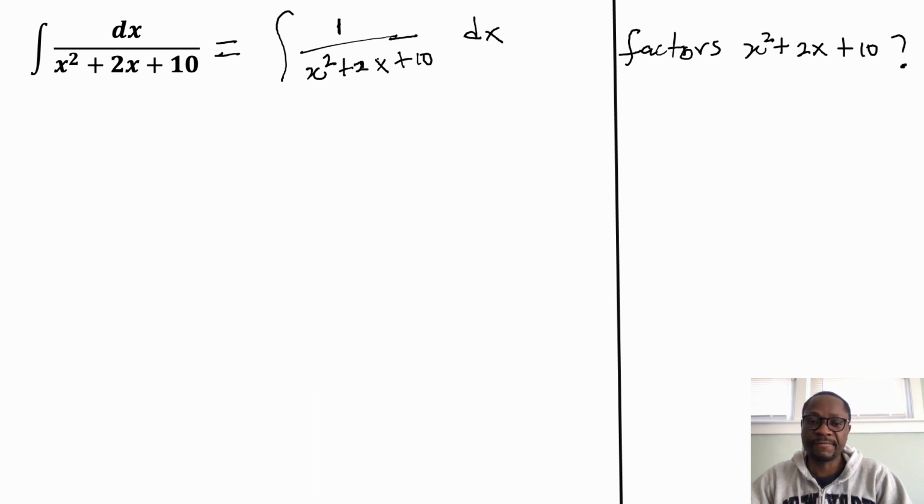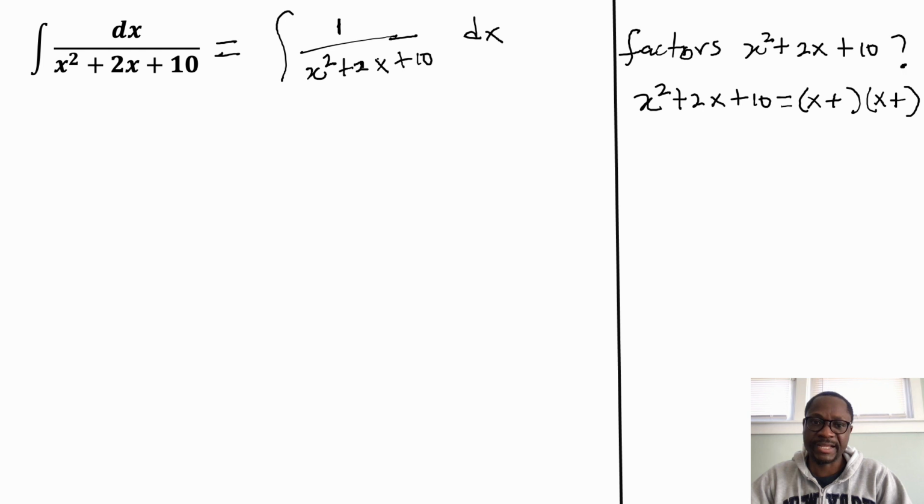How do you check for factors? Let me just explain what I mean. We need to find or break x squared plus 2x plus 10 into this form: x plus some number multiplied by x plus another number. So the question is, is this possible? Is it possible to break this whole quadratic expression into this form?